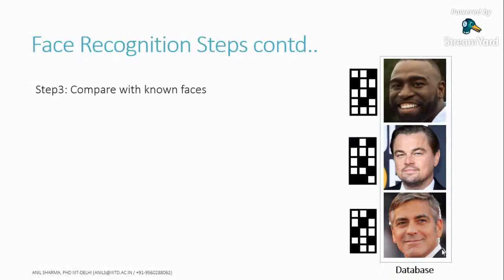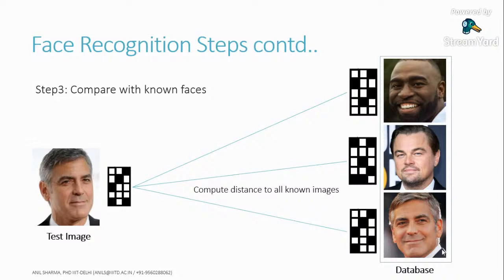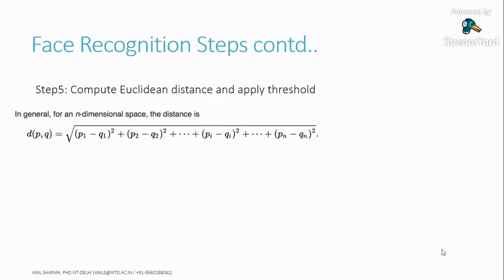After creating the database, we use our encoder to compute encodings for all the known faces. Then we compute the encoding for the test image for which we want to recognize whose face it is, and compute the distance from this test image to all the known images. This is step four, not step five. We'll compute the Euclidean distance and apply a threshold. Euclidean distance is highly commonly used in the machine learning community, but if you don't know what it is, I have an equation for you. We are basically taking the difference between each individual element of the vectors p and q, taking the sum of the squares, and then taking the square root.